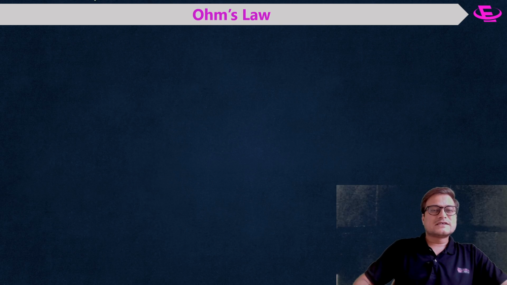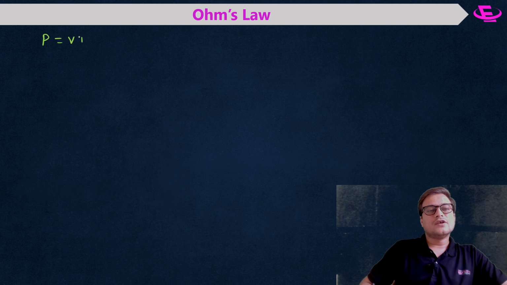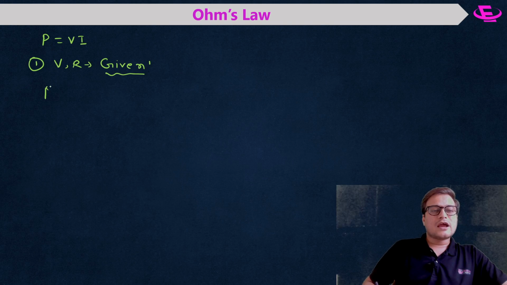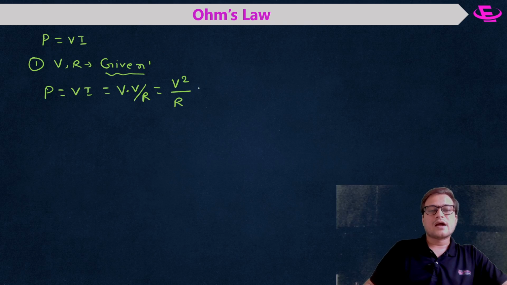Next, once you have the expression for Ohm's law, suppose somebody asks you to calculate power. What do you know? Power P equals V into I. Now suppose in the first condition, voltage and resistance are given to you. To write the power expression, you will write V into I. V is known, but I you don't know. So instead of I, you will put V by R. So P will be equal to V square divided by R. The unit will be watts. So you got another expression for electrical power.